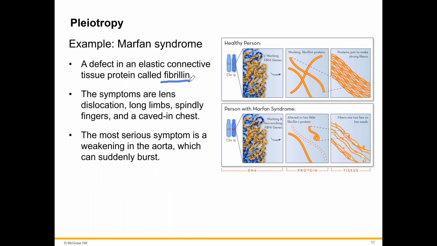But fibrillin is found in many organs. It's found in your lens, so there will be lens discoloration, and there can be long limbs, spindly fingers, and a caved-in chest. That's all Marfan syndrome, because again, this is a protein found in the connective tissue of many organs. The most serious symptom is a weakening of the aorta and sudden burst of the aorta that can cause death. And this is again because the aorta also has this protein, fibrillin. So that's pleiotropy: one gene has an effect on multiple organs.